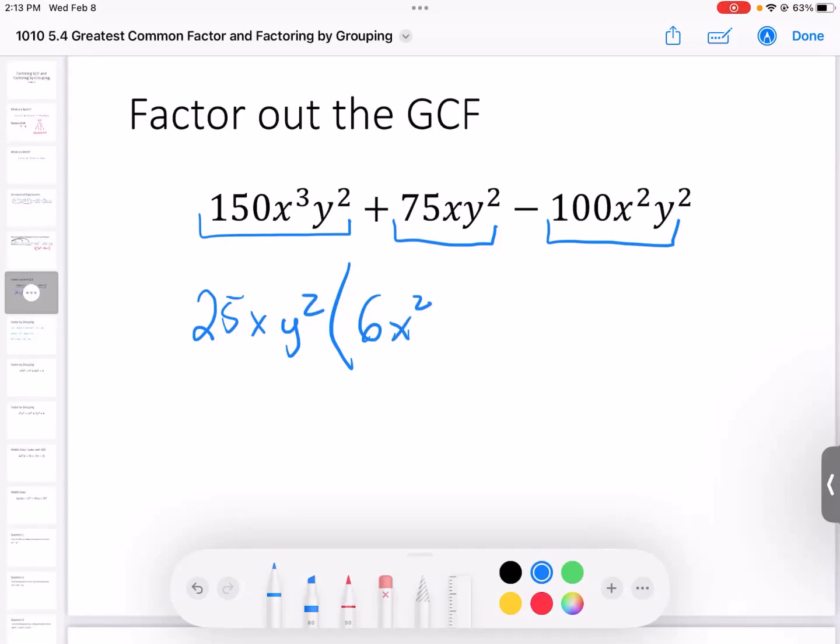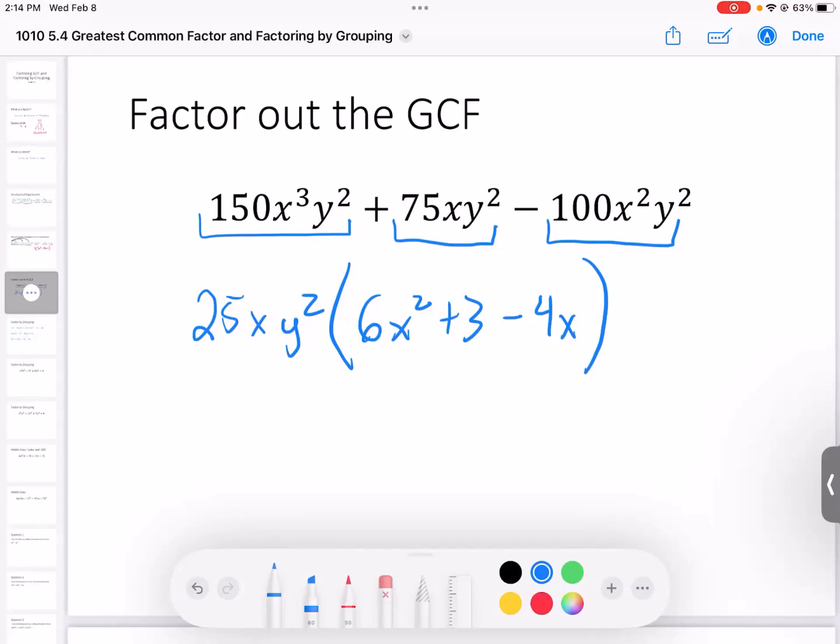Then for my next term, positive 75 divided by 25 gives me positive 3. X divided by x cancels out. Y squared divided by y squared cancels out. And so that term would just be a positive 3. And then for this one, if I have negative 100 divided by 25, I get negative 4. X squared divided by x is x, and y squared divided by y squared cancels out. And so this would be my factored version of this polynomial.